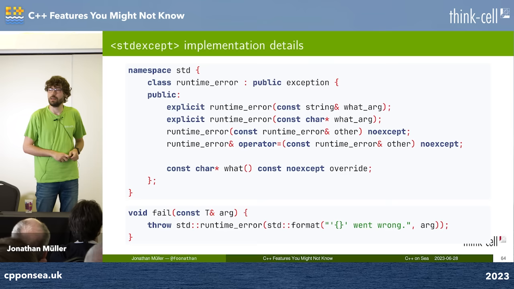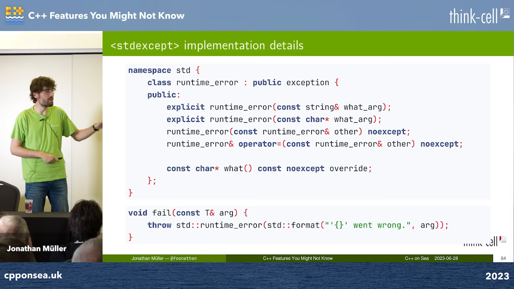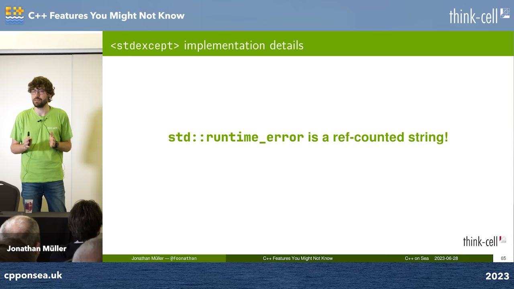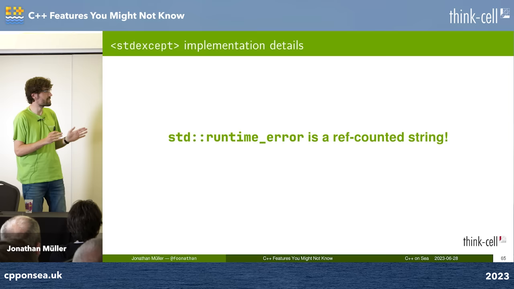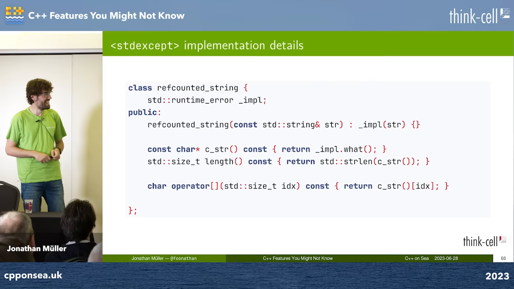But we're giving it a temporary string, it has to take ownership. How can the copy constructor be noexcept? The answer for that is, runtime_error is a ref-counted string. It internally stores a ref-counted string, and the copy operation only increments the ref-count. So if you need an immutable ref-counted string, it's in the standard library. I just propose creating a wrapper because the interface is a bit weird.